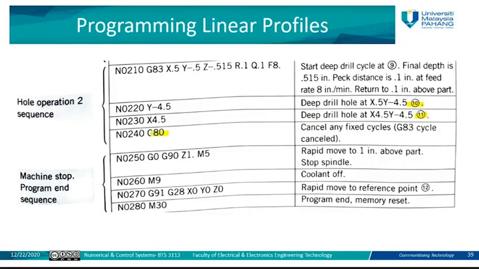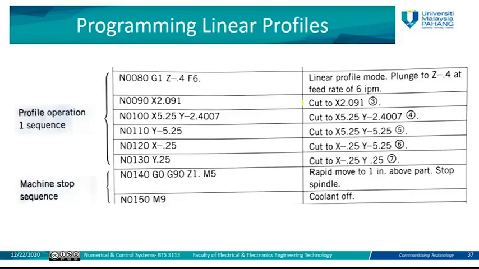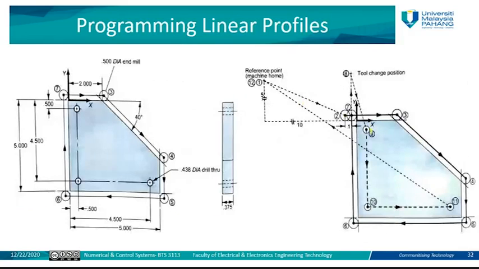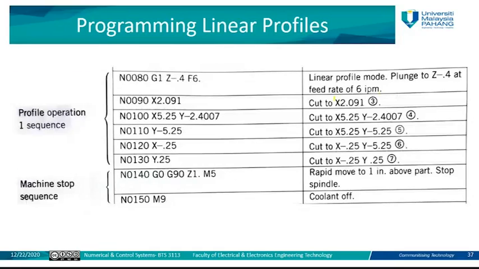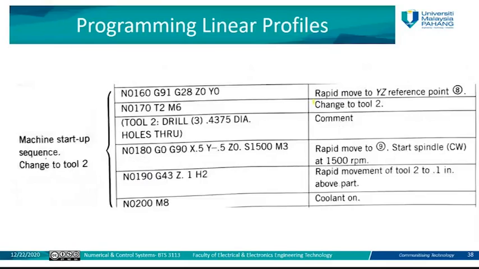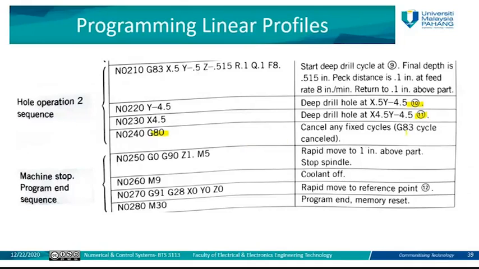Then the drill cycle will be off, so cancel any fixed cycle here. G83 is cancelled because we used it to create the 3 holes. According to this figure, we need to create a hole at point 9, point 10, and point 11. Then we cancel this drill cycle, G83, by using the command G80. You can refer back to the table to confirm what every command means. After we finish this, we stop the drilling cycle here.